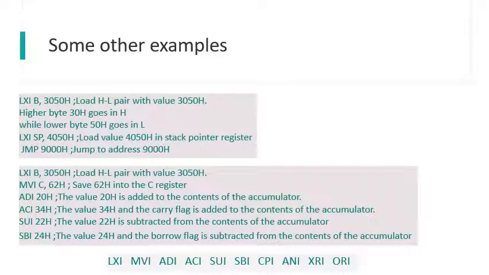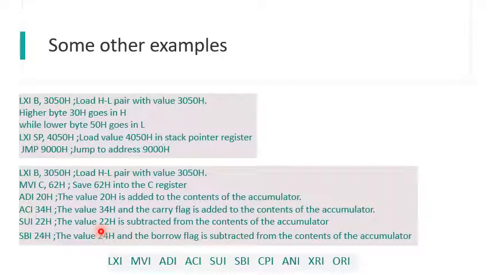Notice the operands of the LXI instruction are register pairs or the stack pointer register, whose combined capacity is 2 bytes, that is 16 bits, and hence we can give a 16-bit number as the second operand. If we give an 8-bit number, the higher byte is assumed to be 00. Here are some more examples of instructions which use immediate addressing mode. There are some more instructions that use the immediate addressing mode. All such instructions are also being listed.